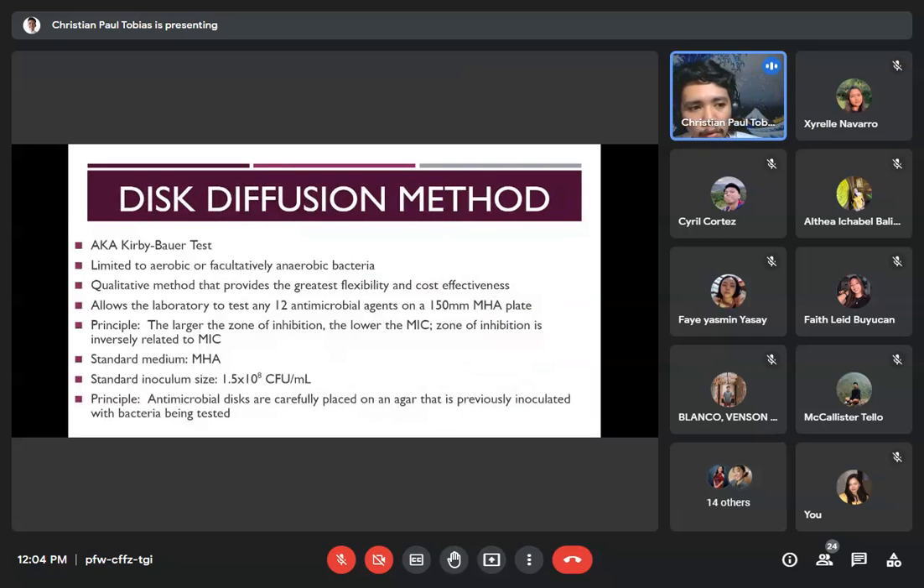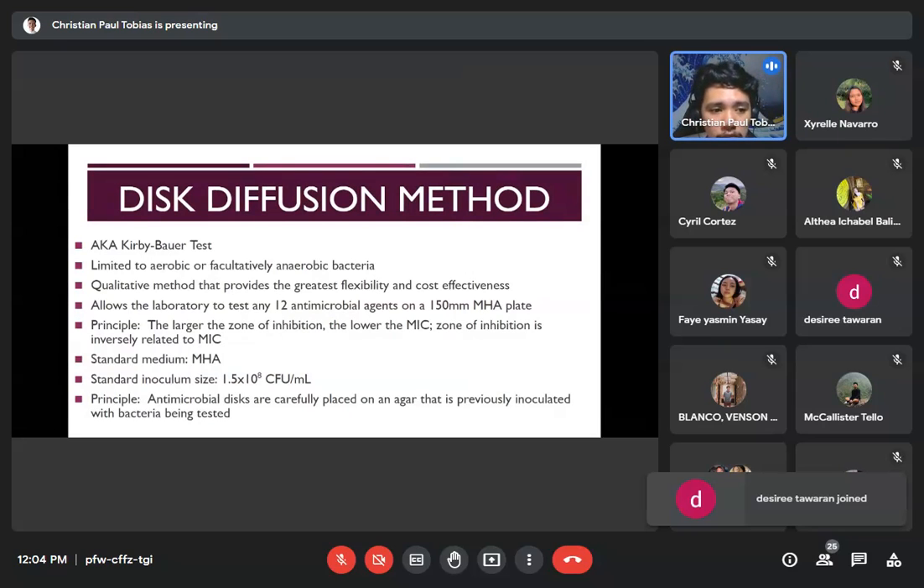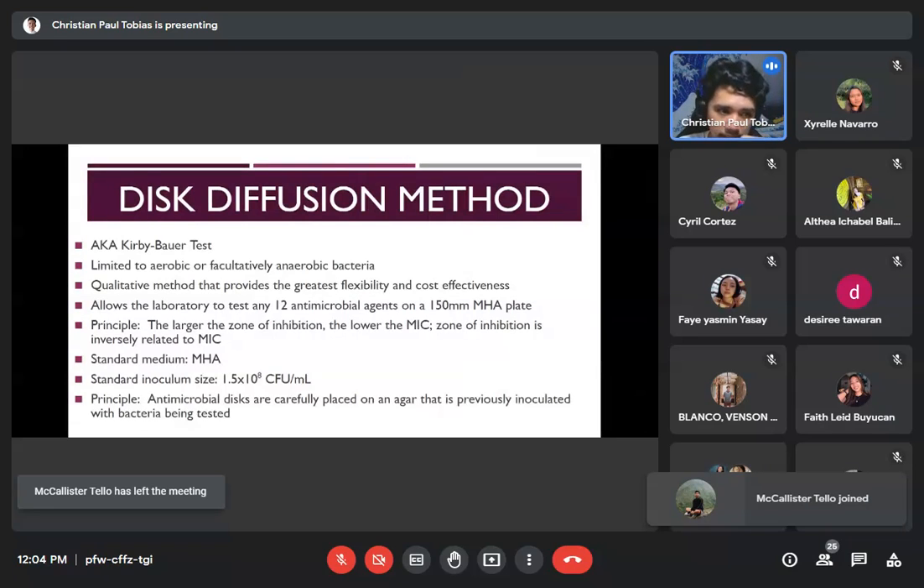Okay. Ito yung pinakatumbok ng discussion natin, the disk diffusion method. So, this is also known as the Kirby-Bauer test, limited to aerobic or facultatively anaerobic bacteria. Qualitative method that provides the greatest flexibility and cost-effectiveness that allows the laboratory to test 12 antimicrobial agents on a 150 mm MHA plate. Meron din tayong 70 mm MHA plate, kaso 6 antimicrobial agents lang siya.